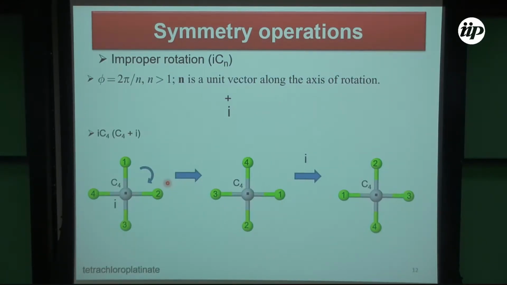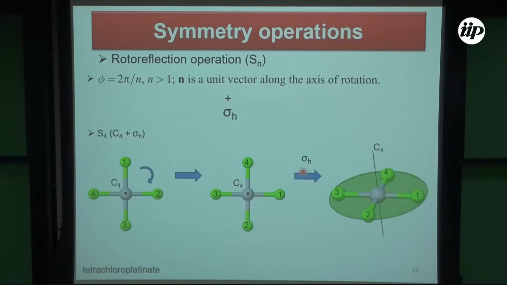We have the improper rotation, where you do the rotation plus an inversion. For example, here, if you make a C4 rotation and then you make an inversion, this is possible. This is called improper rotation: you rotate and then you make an inversion. And you have the rotoreflection operation, which is basically the same thing, but now you do a rotation plus a reflection. This molecule also accepts this. You make a rotation, then you make a horizontal reflection here and it just stays the same.